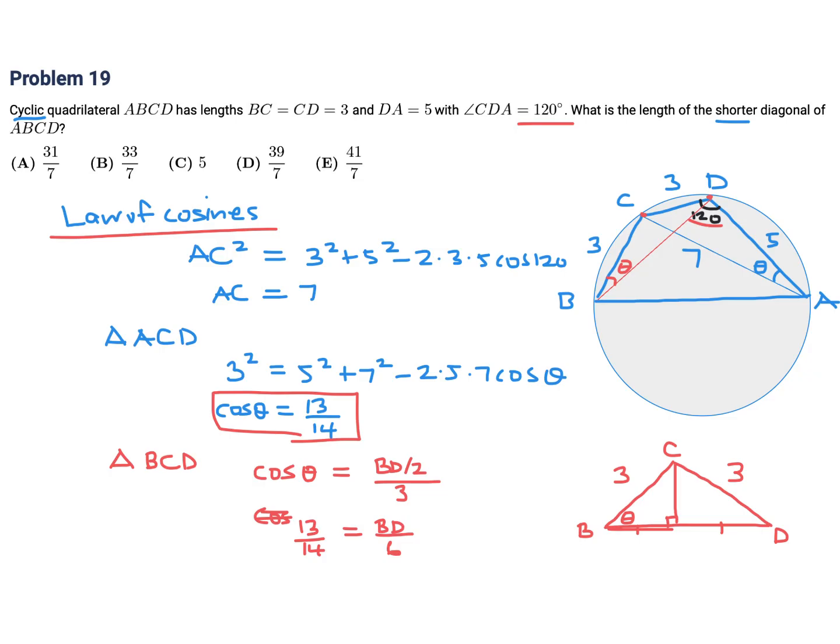And then when you crunch out these numbers, that would be BD is equal to 6 times 13 over 14. And let's see here, that'd be 3 times 13, so 39 over 7. And I think that's what they wanted, right? BD, from B to D, 39 over 7. And therefore the answer is D.